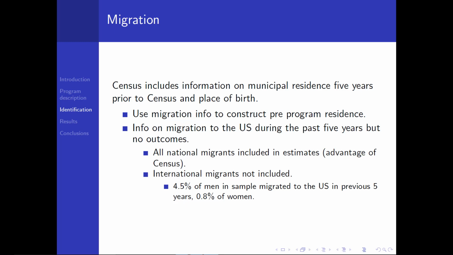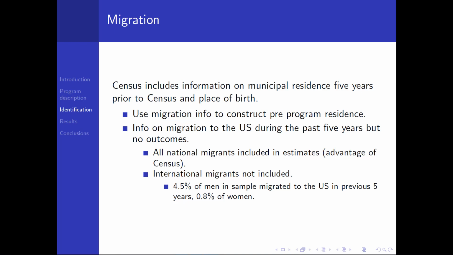There are two ways that migration is important in the analysis. One, I want to know where people lived pre-program. The only reason I can use the census is that it has information which allows me to approximate where they lived pre-program. In particular, the census asks where you lived at the municipal level 5 years before, and it also asks about your state of birth. I'll use that information to construct their pre-program residence, to link to whether they're in a municipality that received the program early or not. That's one aspect that migration is important here.